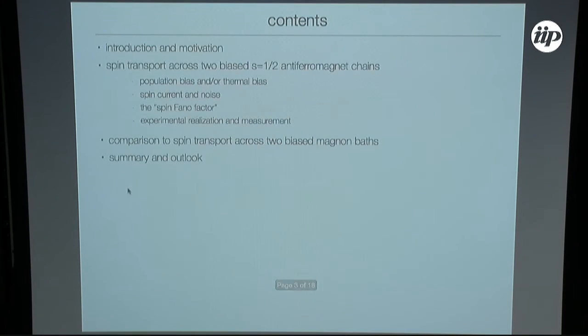Okay, so I'd like to start off by motivating why we like to study this problem, and then look at spin transport across spin-1/2 antiferromagnetic chains. Look at two ways of biasing the quantum spin chains, population bias as well as thermal bias. I'll explain this in a second. Look at spin current and noise, and then define the spin Fano factor, which might be experimentally measurable with current spintronics experimental technology. And then I want to compare this result to spin transport across two biased magnon baths and see what are the similarities and differences between these two types of transport. And then I'll summarize and give an outlook at the end.